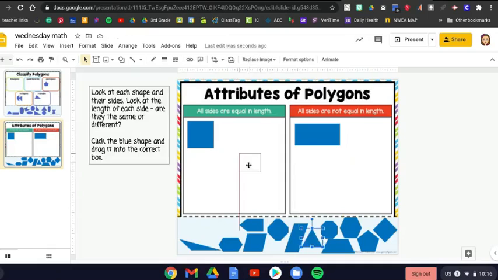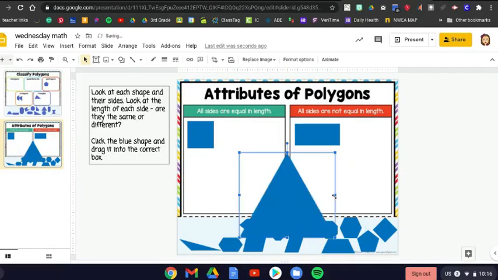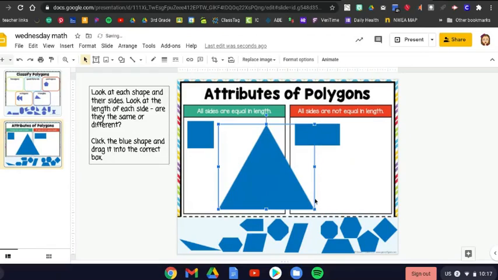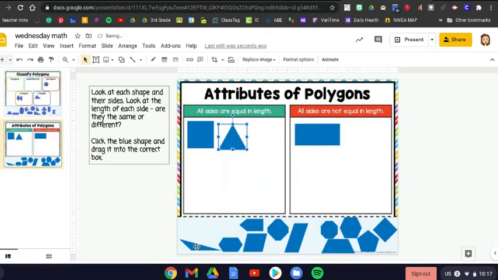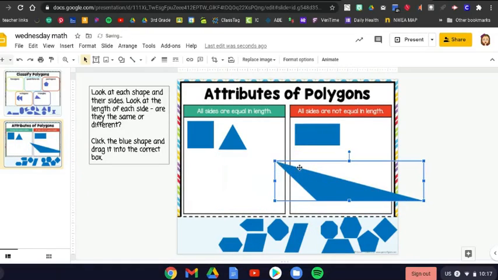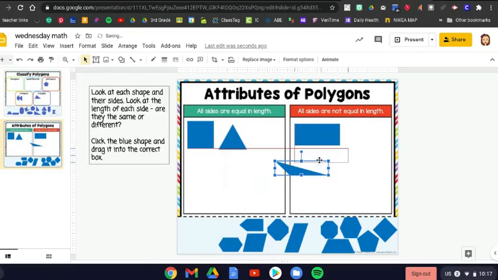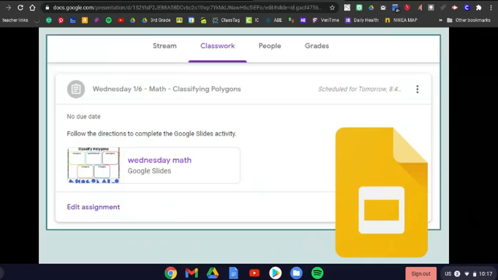Let's pick 1 or 2 more. This triangle, if I made it bigger, the sides are the same length, so that goes here. And if I pick this triangle, this side where my mouse is is way longer than the other 2, which means it's not equal. It's not the same length. You're going to look at all of your shapes on the bottom, take your time and be patient, and sort them where they go. When you're finished, come back to where your activity is, and then it's going to say turn in on the top, I think.